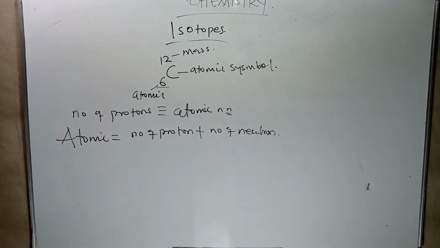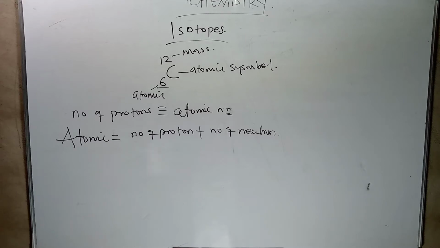Now, under isotopes, the atoms have the same number of protons but different numbers of neutrons. I say again, under isotopes, the atoms have the same number of protons but different numbers of neutrons.